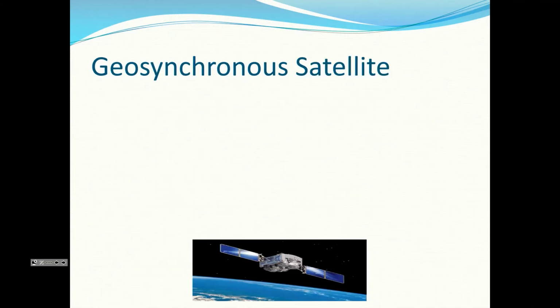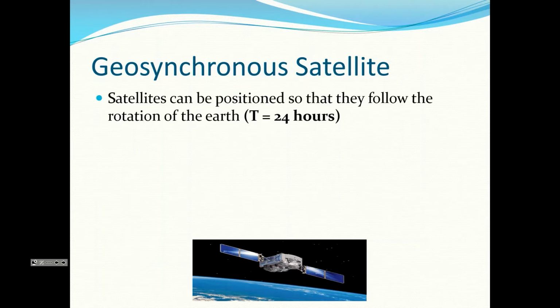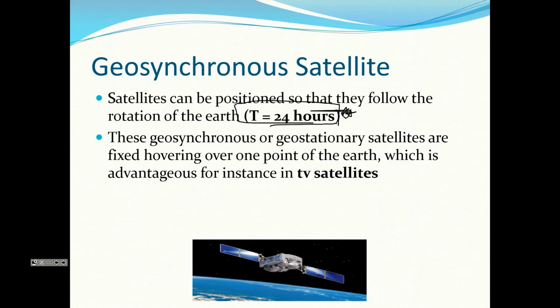So a term that you need to be familiar with is geosynchronous or geostationary satellite. Satellites can be positioned so that they follow the rotation of Earth, and the period of Earth, the time it takes Earth to rotate, is 24 hours. And this you need to know to do these questions. So that won't be given to you in the question. If it says geosynchronous satellite, the period is 24 hours.